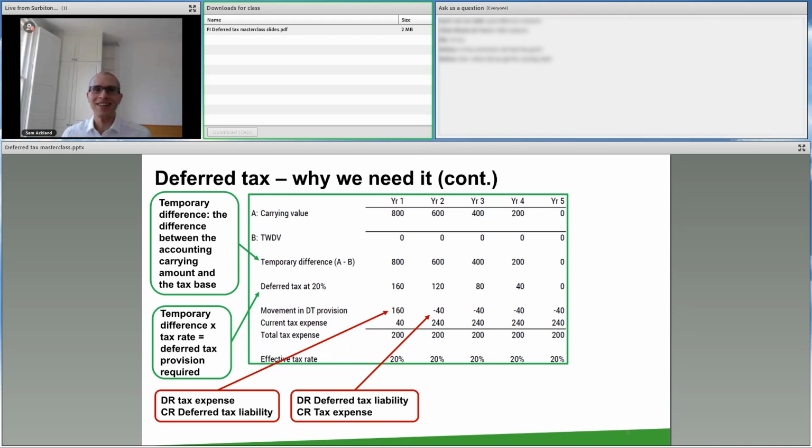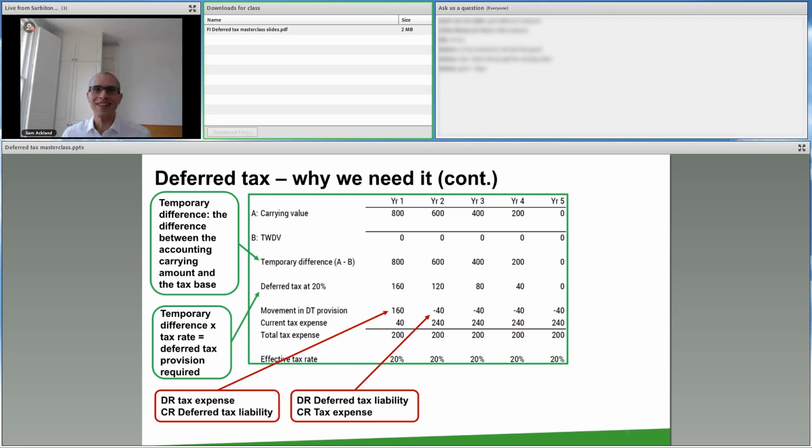Okay, Barbara, the carrying value in year 2 is simply with 2 years worth of depreciation. So 200 of depreciation in year 1, 200 of depreciation in year 2. So if I started with a value of 1,000, I've now got 600.